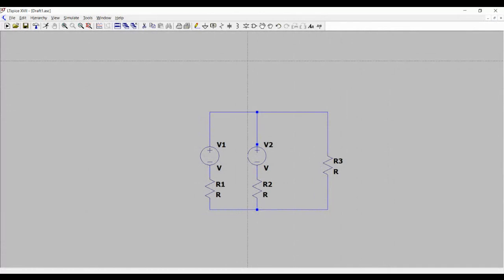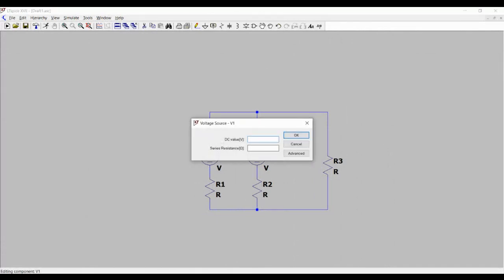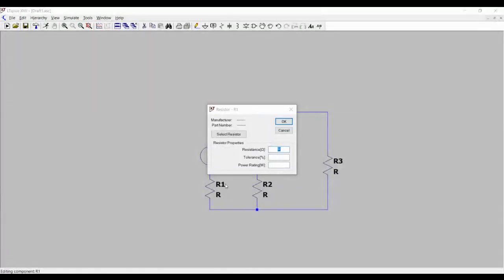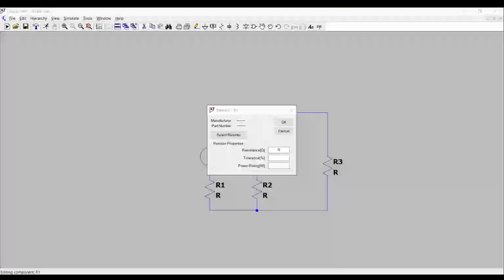Fantastic, right? Now we can classify our variables. So this guy was how many ohms? I think it was 30. This guy was 9 volts. What's the resistance over here? You guys remember? 15. Let me have a look at this again. It's 15, 9, and 12. Okay.